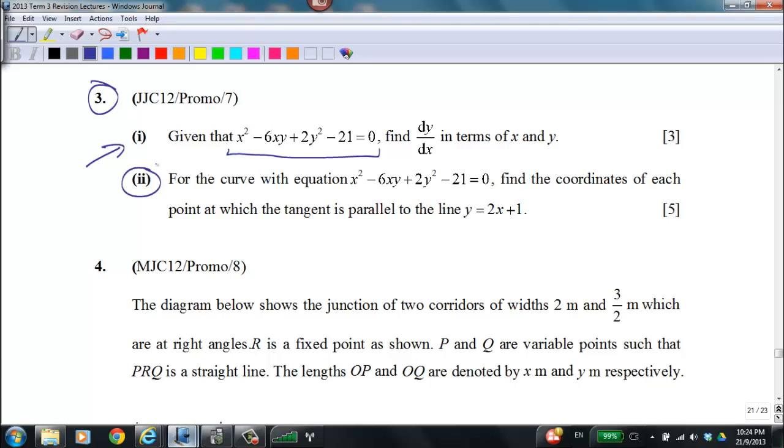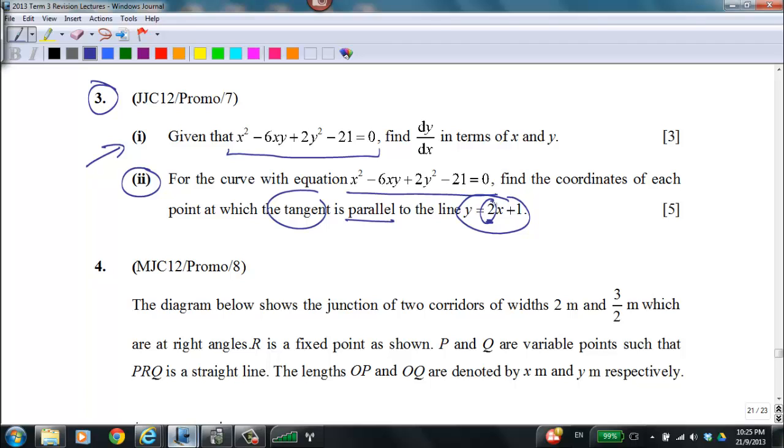For the second part of the question, we are given a curve with this equation, and please note that this equation is the same as what we were given in part 1. Now we are supposed to find the coordinates of each point at which the tangent is parallel to the line y equals 2x plus 1. Since it's parallel, the gradient of the tangent at the points that we are going to find should be equal to the gradient of this line. And we know that the gradient of the line y equals 2x plus 1 is 2.